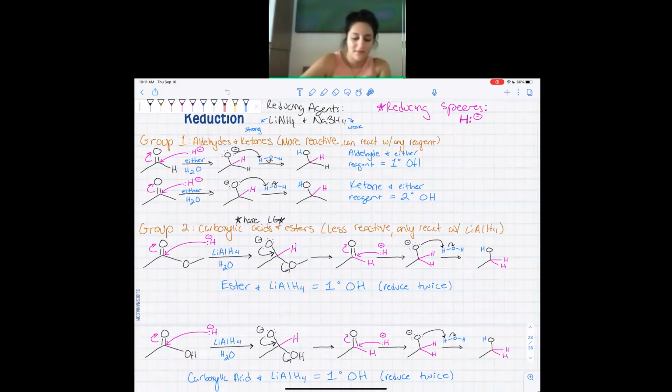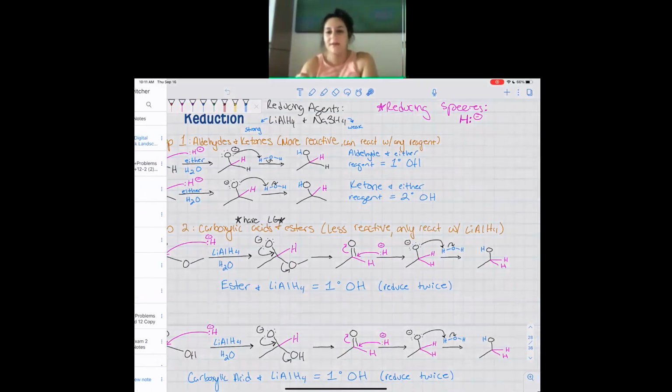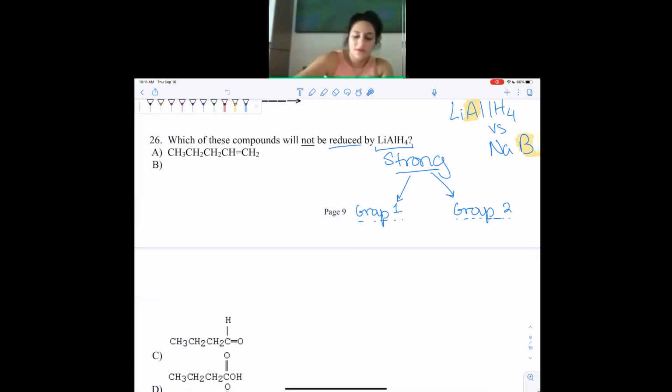All right. So moving back to the practice problems, group 1 is aldehydes and ketones. Group 2 is carboxylic acid and esters.